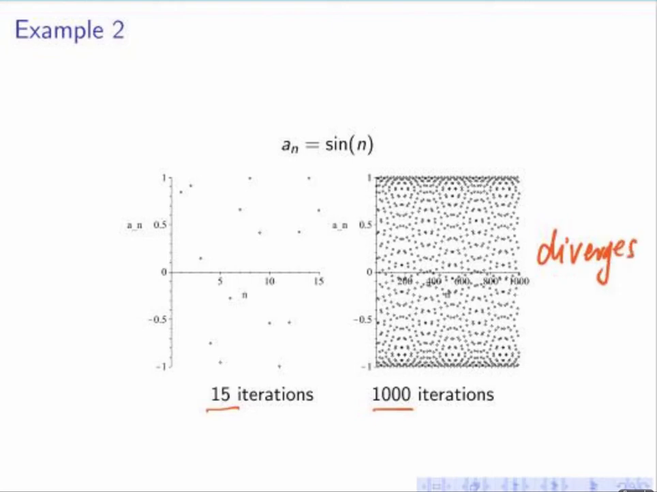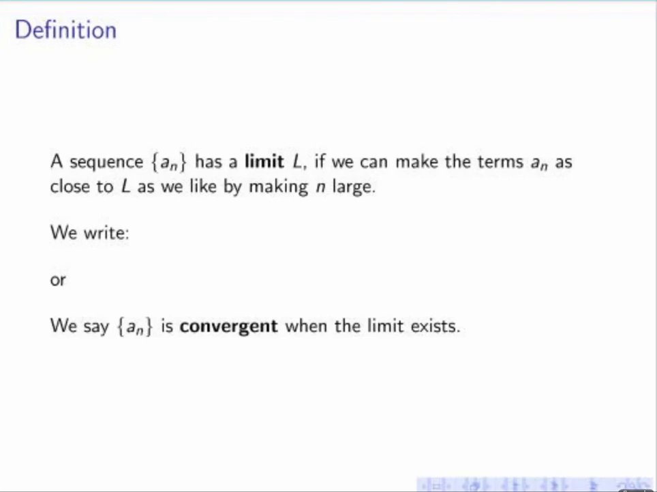So these were two examples. So let's try a definition. How would we define this? A sequence a_n, we say, has a limit, and we call the limit L, we give it a name, if we can make the terms a_n as close to L as we like by making n large. And in this case we write the limit as n goes to infinity of a_n is equal to L.